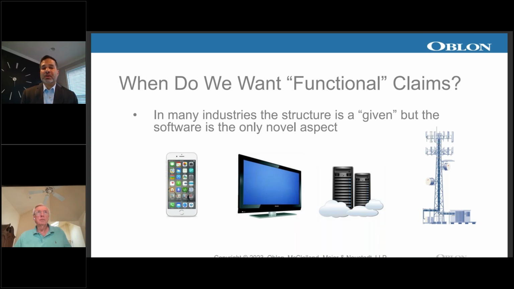We see it with television technology, with cloud computing technology, and cell phone technology as well. It's a lot of the programming that's making the novel features, and nothing really structural. That doesn't mean there aren't structural changes happening in these industries, but from a software development and app development point of view, it's really that function that defines their commercial value. Next slide, please.